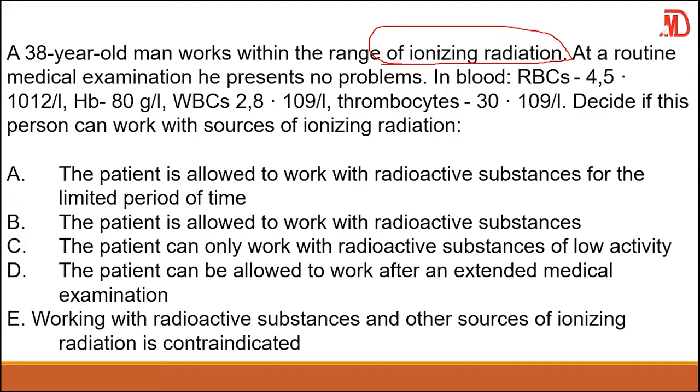Now, at a routine medical examination, he presents with no problems. In the blood, RBC is 4.5. Hemoglobin is 80, which is quite low. WBC is 2.8. Thrombocyte is 30. Decide if this person can work with a source of ionizing radiation.